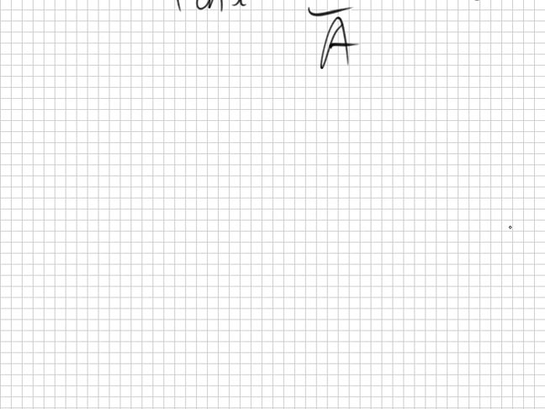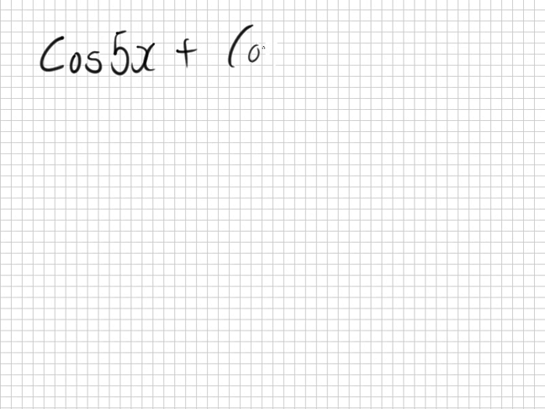More difficult and more interesting is this type, which I think is number 5 maybe, which is the example I'm going to do for you. Cos 5x plus cos x equals 0. Is that number 5? Yeah, it is. Now that's tricky. But why is it tricky? What's the problem here?